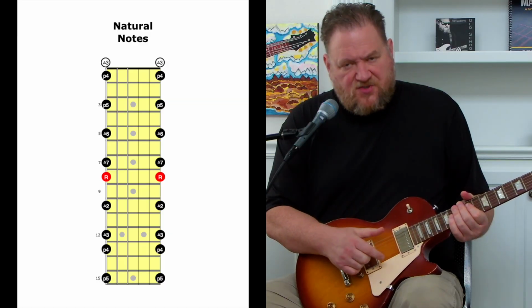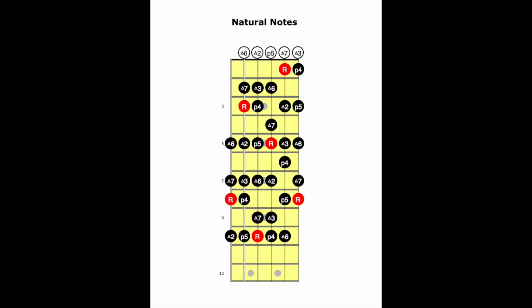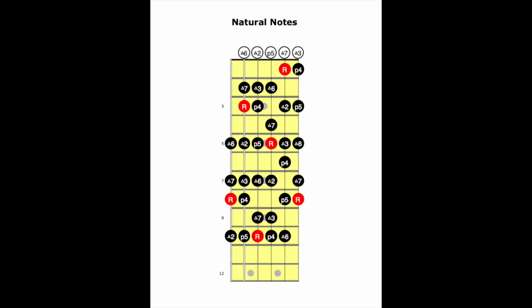Now, the other thing is the top and the bottom string are both E and are identical. So anything you do on one string is the same on the other. So as you can see, it's the same. So there we fill in all of the natural notes.